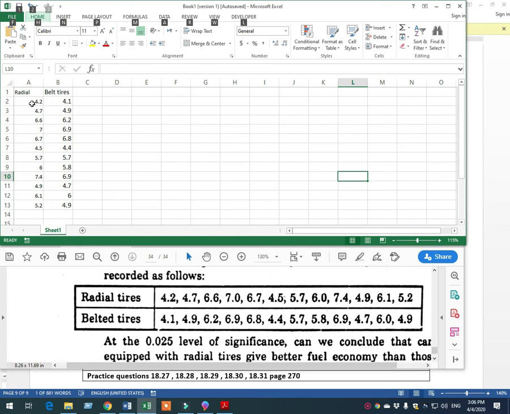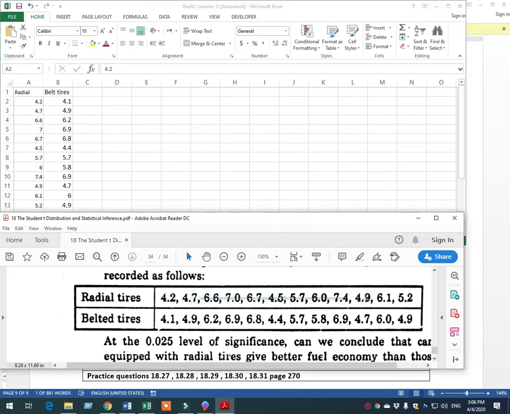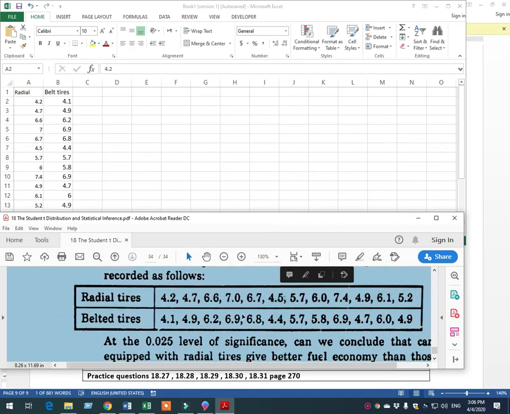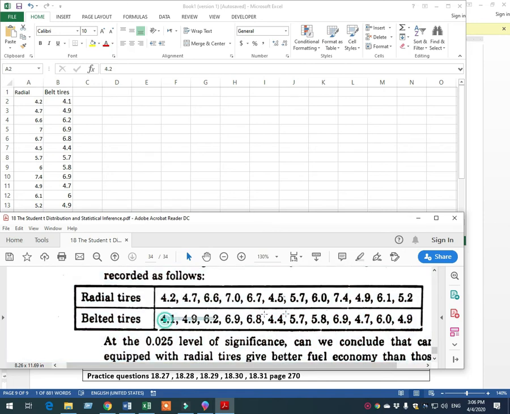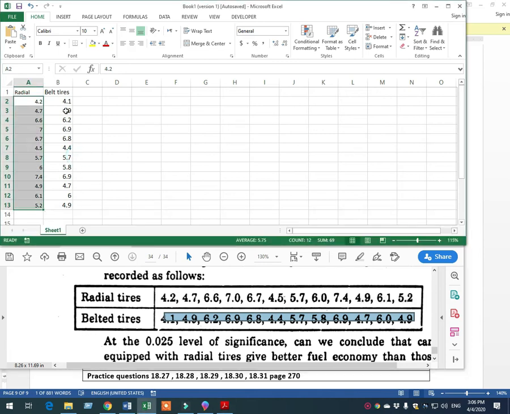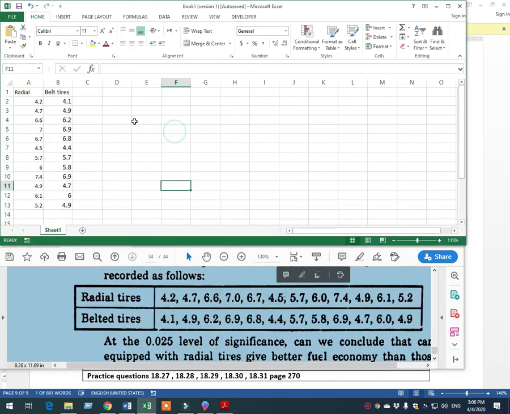So guys, I have taken all the values in this Excel sheet. These are the radial tire scores, which I've taken from this column, and the second column is the belted tire scores, and I've taken all the belted tire scores into this column. Now I'll be calculating the difference D. D would be the simple difference of the radial tires minus belted tires.